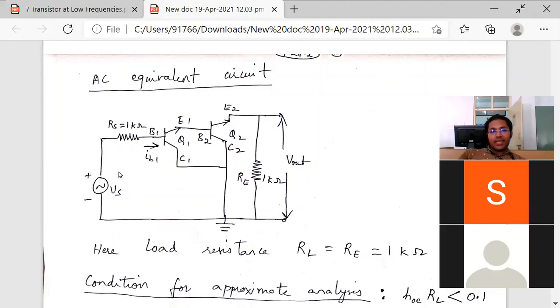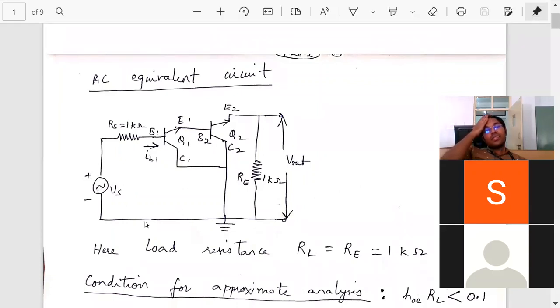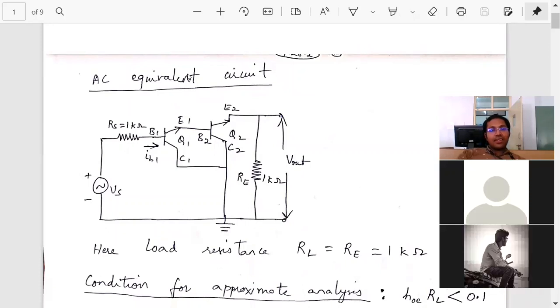Vs should be what? Please answer. What we should do for Vs? Short circuit. Vs replaced by short circuit. Re replaced by? Open circuit. Yes. Then what I should connect here at the output? What should we connect?